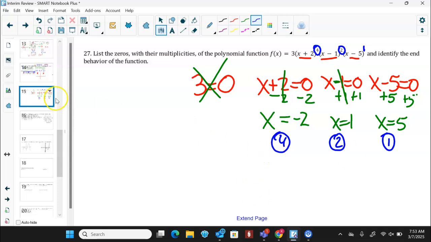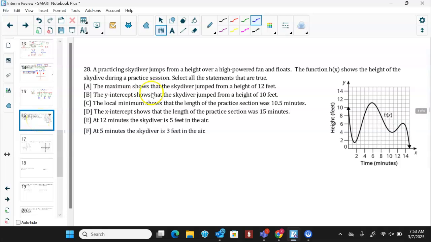All right, moving on to the next question, which is 28. A practicing skydiver jumps from a height. The function h of x is shown. It gives the height of the skydiver during the practice session. Select all the statements that apply. So let's check number 1. The maximum shows the skydiver jumped from a height of 12 feet.